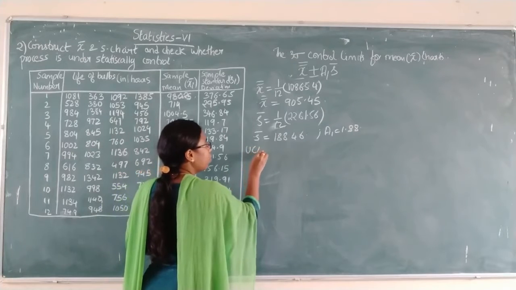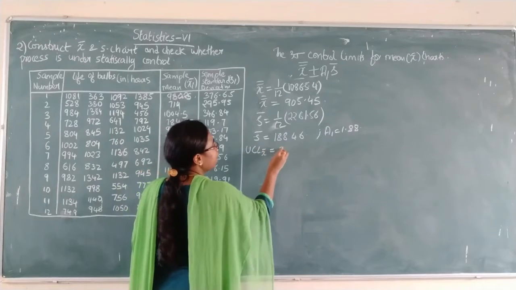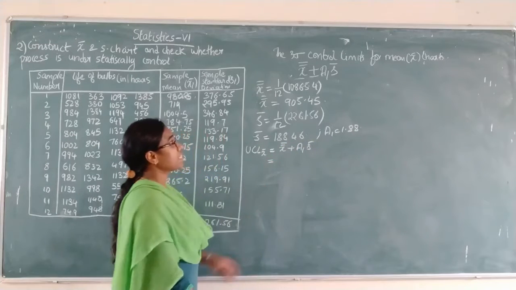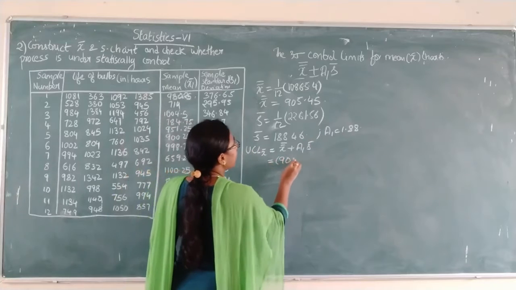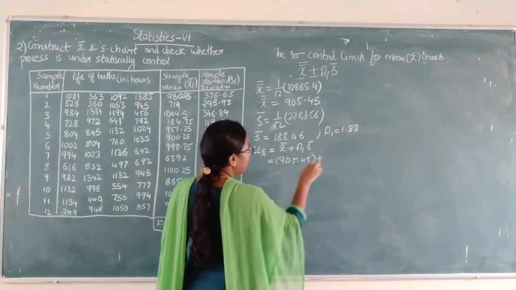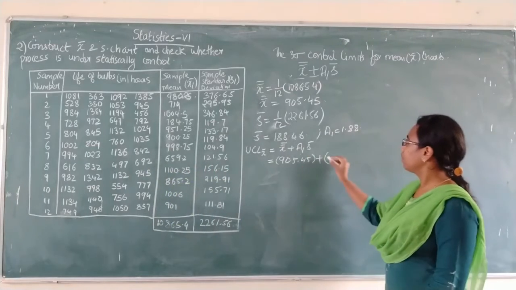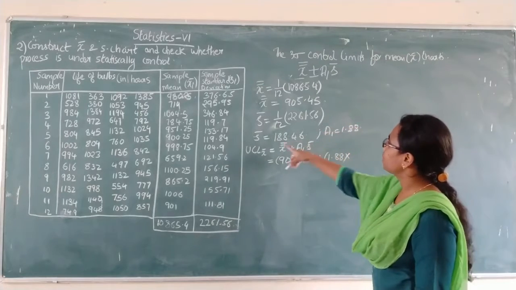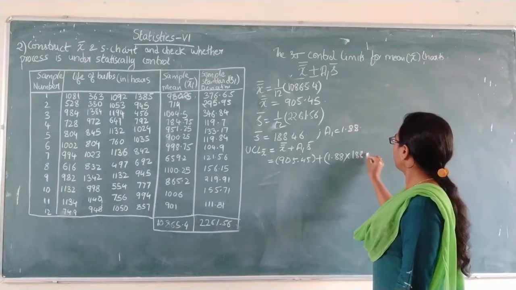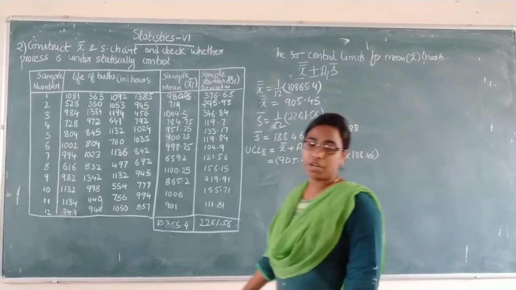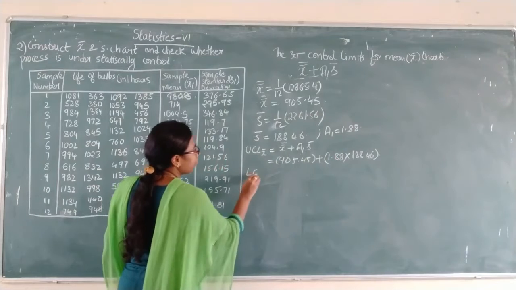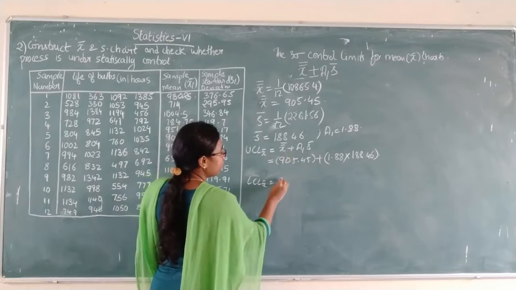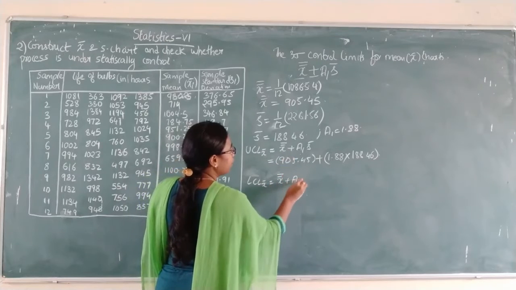Now UCL of x bar chart equals x double bar plus A1 into s bar. What is the x double bar value? 905.45 plus, what is the A1 value? We have seen from the table as 1.88 into the s bar value is 188.46. So this will be your UCL value. LCL means how do you write? LCL of x bar equals, in place of plus, you will be doing the minus.